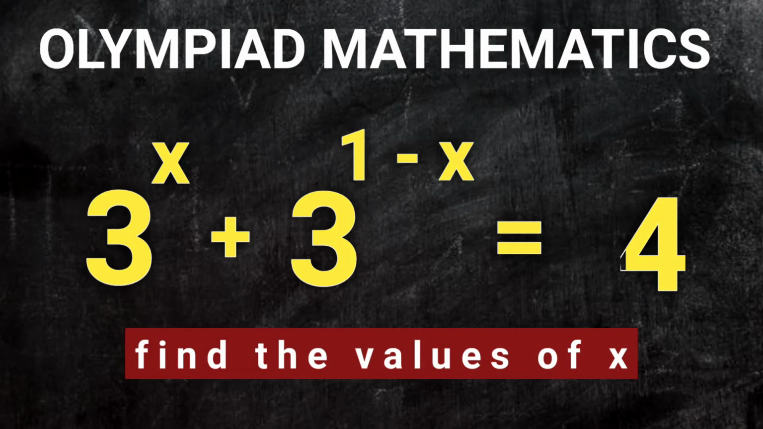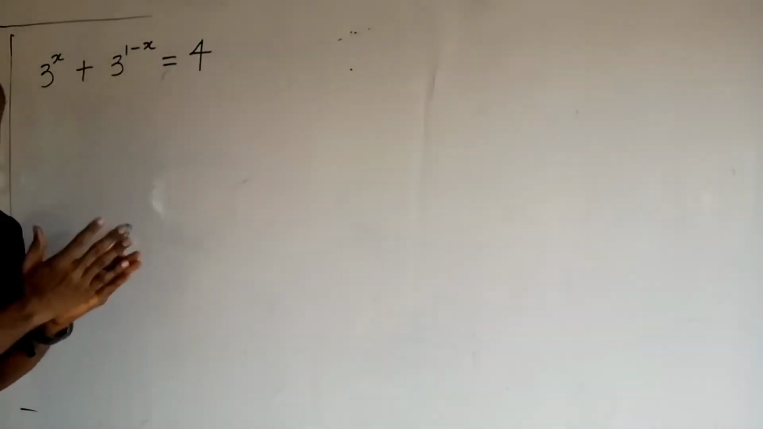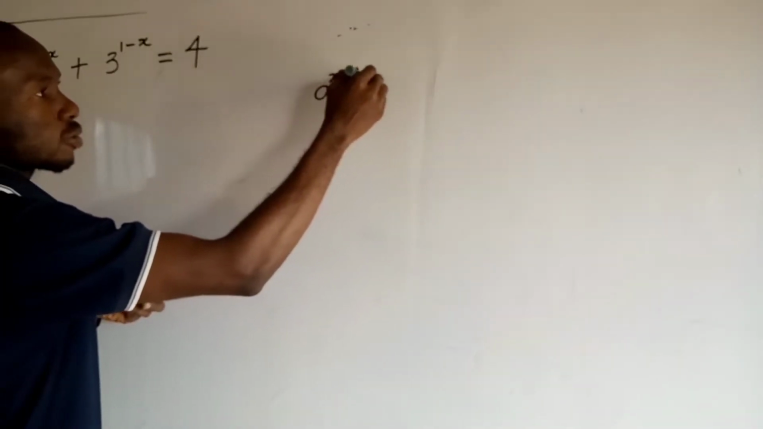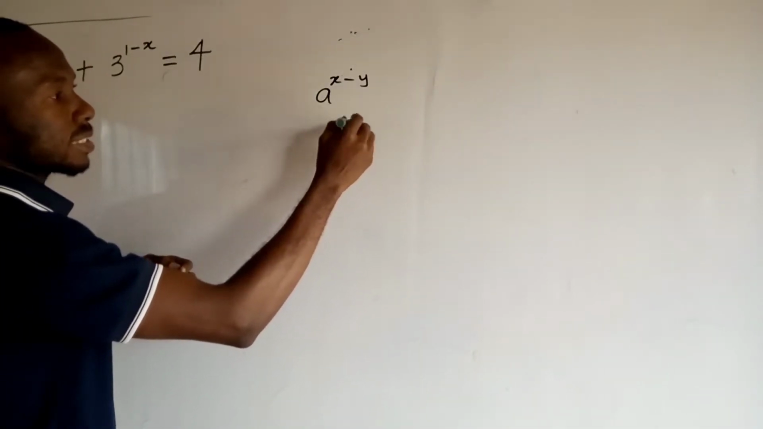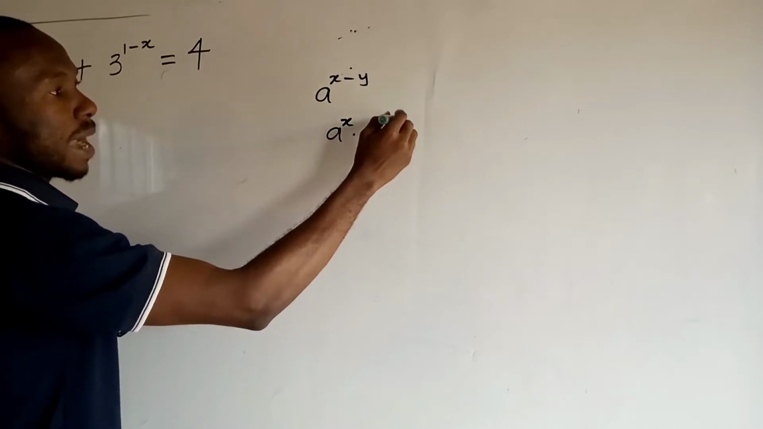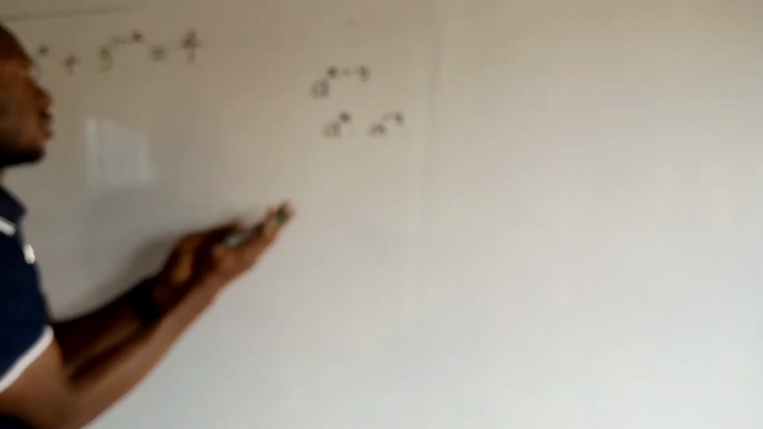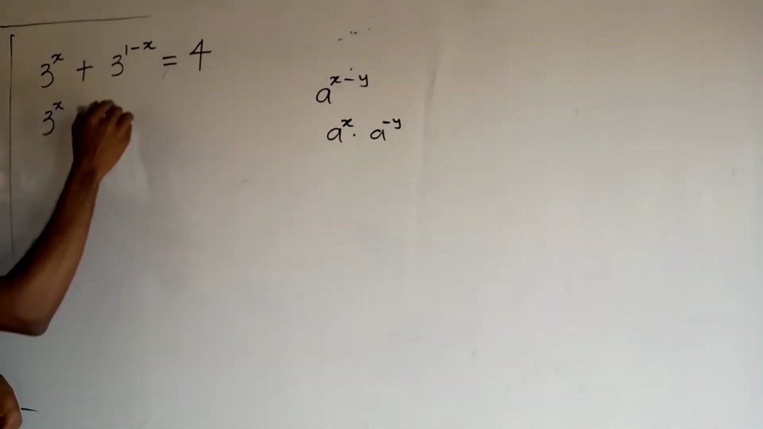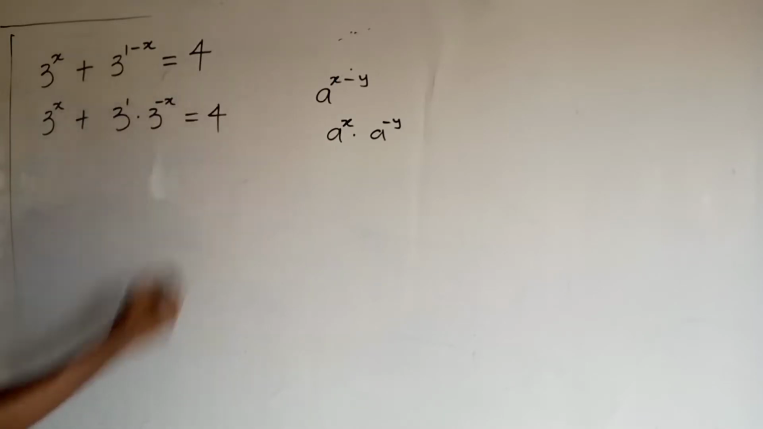Okay, the first thing I want you to recall is one of the laws of exponents, that says if I have a to the power x minus y, I can split it up as a to the power x times a to the power minus y. This is one of the exponential laws. So that's exactly what I'm going to do right here. I'll be left with 3 to the power x plus 2 to the power 1 times 3 to the power negative x equal to 4.